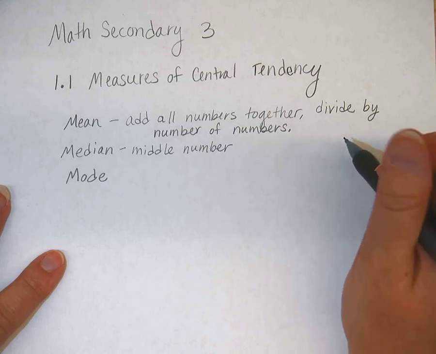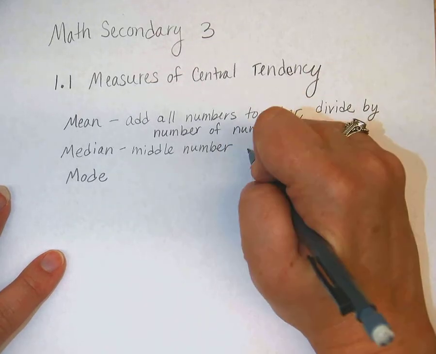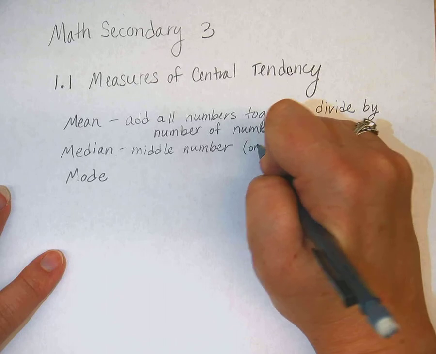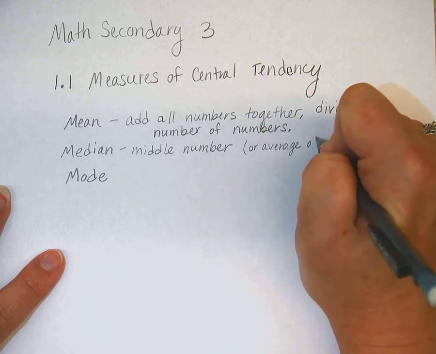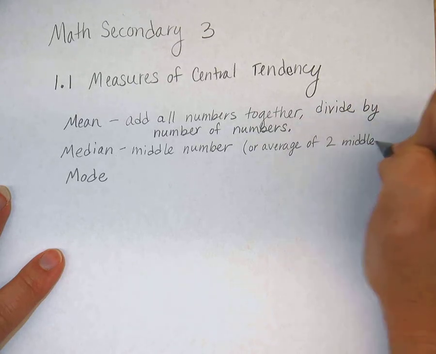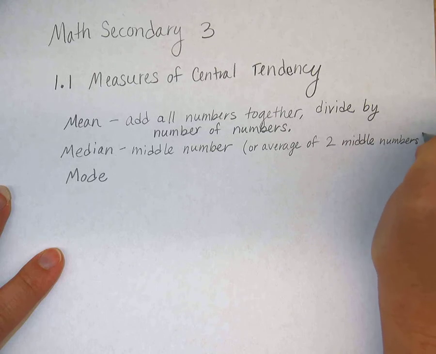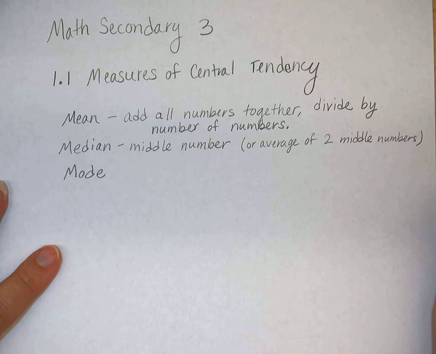If you have an even number of numbers, then the median, or the middle number, is the average of the two middle numbers. If we have two middle numbers that are the same, then the median is the same as those numbers. But if they're slightly different, say for example one is 8 and one is 9, then the median, or average of those two middle numbers, would be 8.5.